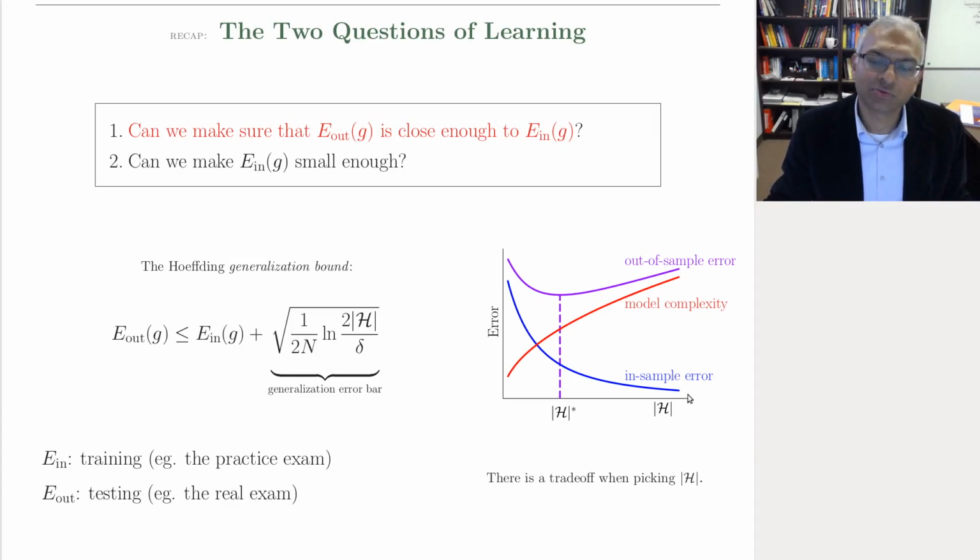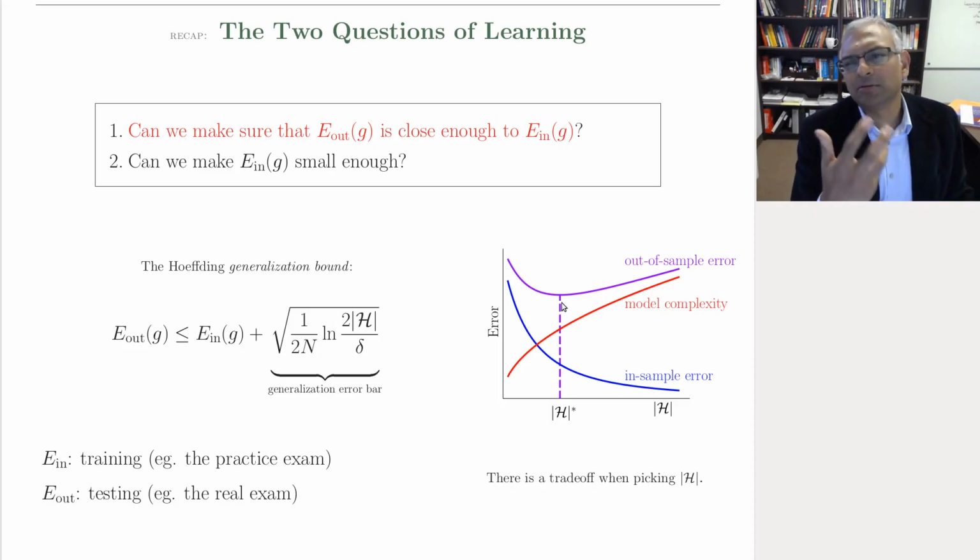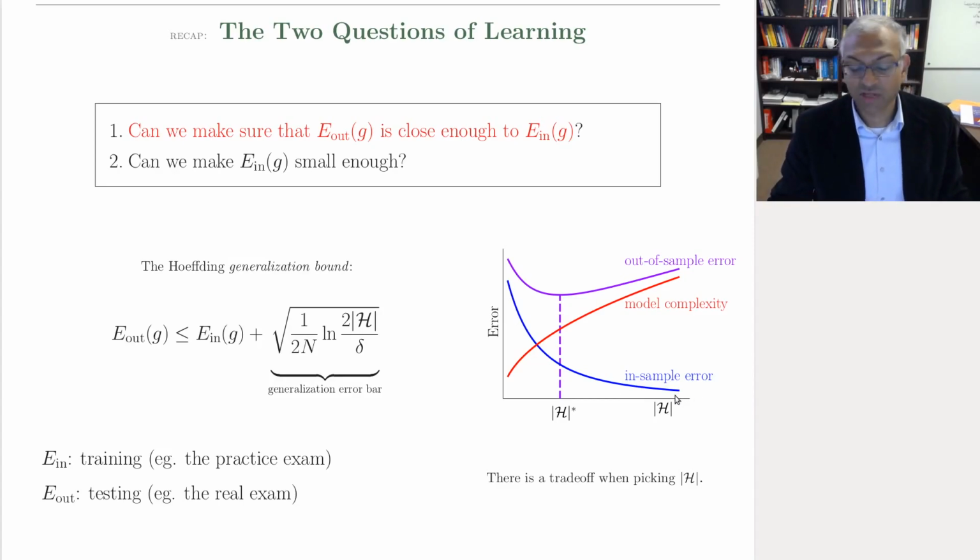When you add these two, you get this bound for E out, and this purple curve heuristically shows the bound. You can see that it has a U shape, which means there's some optimal hypothesis set size, and this is the size that you should pick. It depends on the number of data points, and of course on the nature of the problem, which is how E in drops as you increase the size of the hypothesis set.